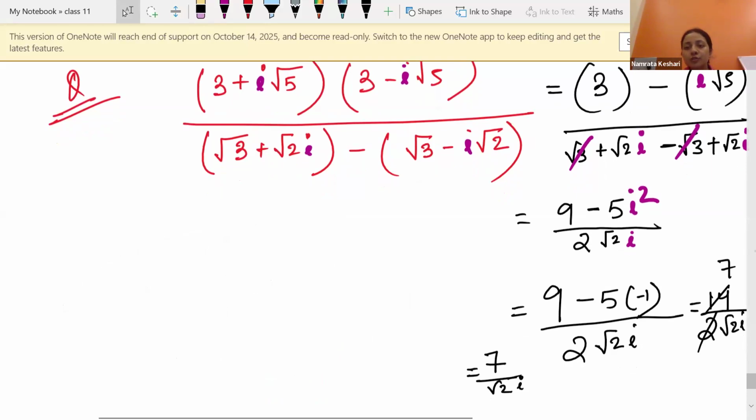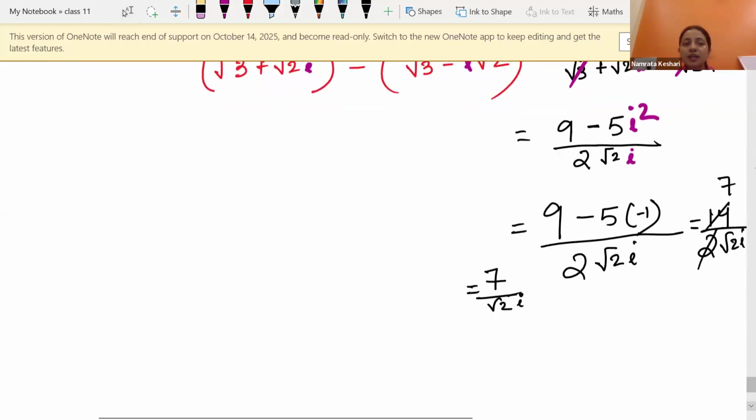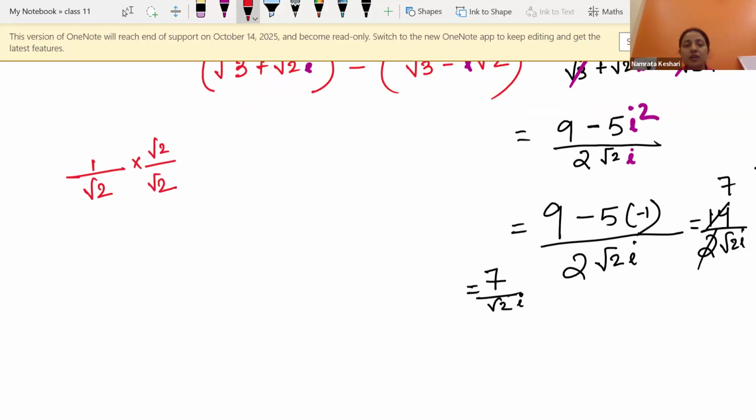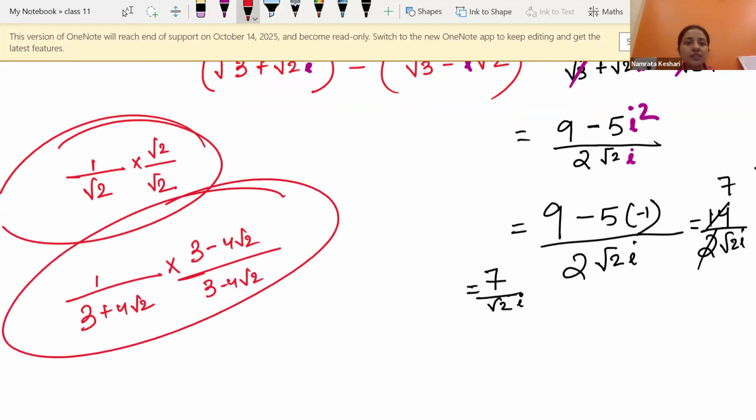So we are going to use the logic of rationalization. Okay, you have learned rationalization in the polynomial chapter, that when you used to have 1 by root 2, you used to multiply root 2 in the numerator and root 2 in the denominator for doing the rationalization. Okay, if we have 1 by 3 plus 4 root 2, then for doing the rationalization you will say that it will be 3 minus 4 root 2 over 3 minus 4 root 2. That way we are doing the rationalization over here. Making sense? Same concept we'll be using in our case.